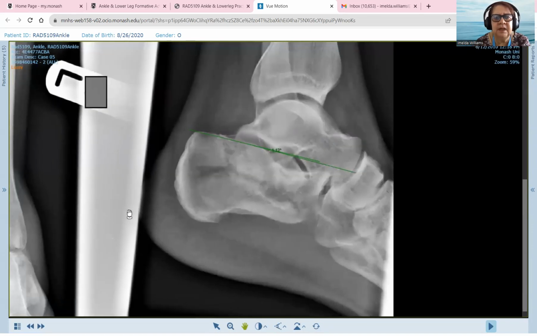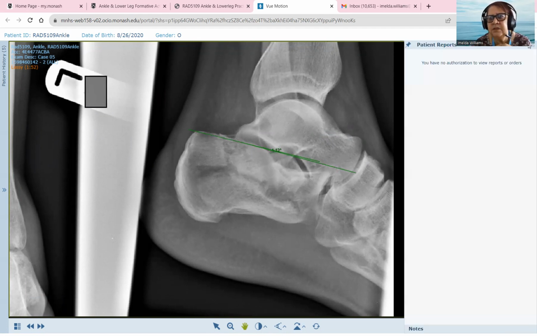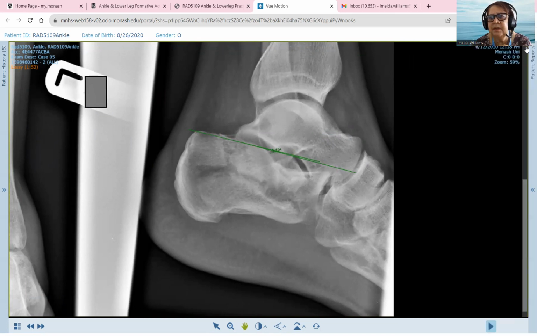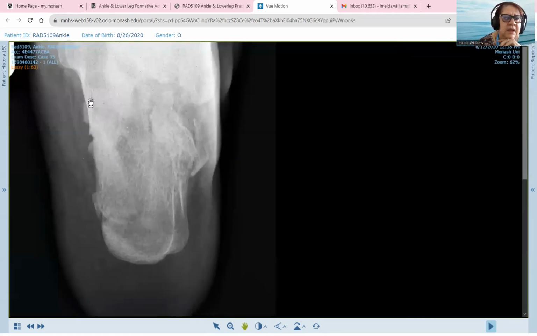However, if we look at the lateral view, we can note that there are multiple lucent lines, and that these lines go across the articular surface. We can also measure Böhler's angle, which I've measured here, and it's about 12 degrees. So what it shows is there is severe compression of the calcaneus on this view. There is an additional view, the axial view, that's been taken, and on the axial view we can note that there are these multiple lucent lines as well.